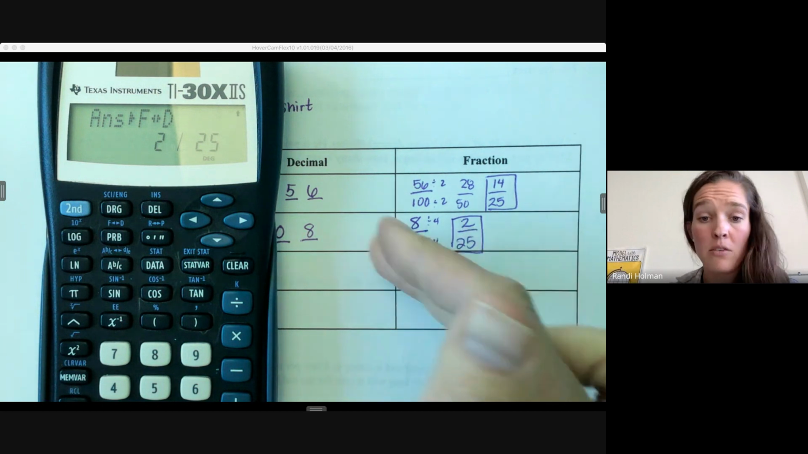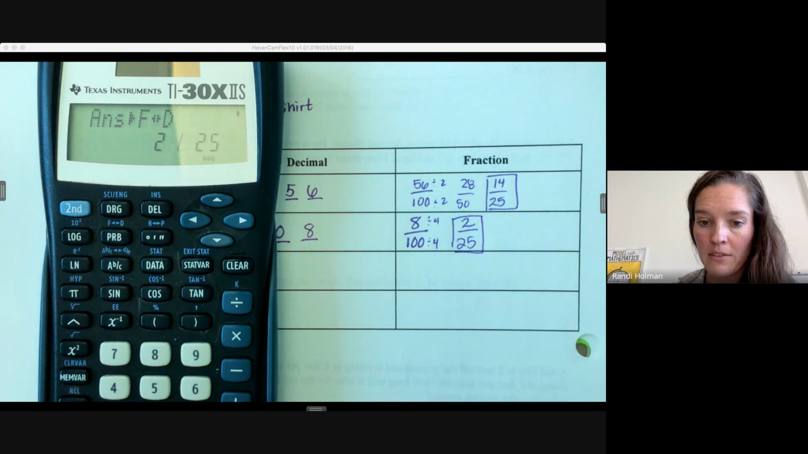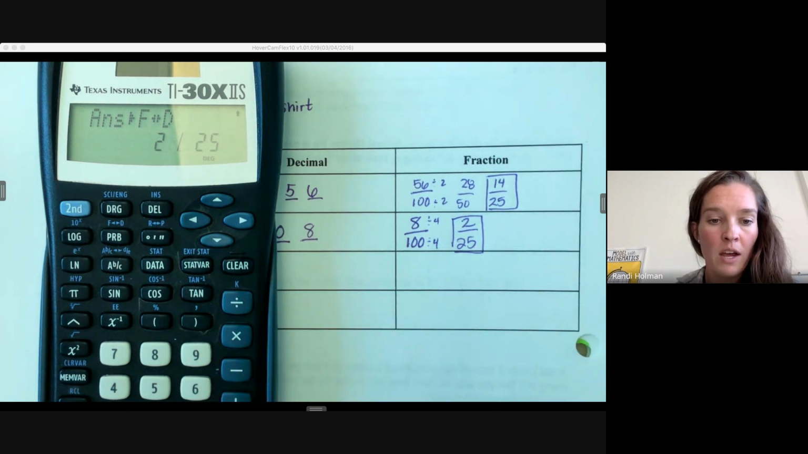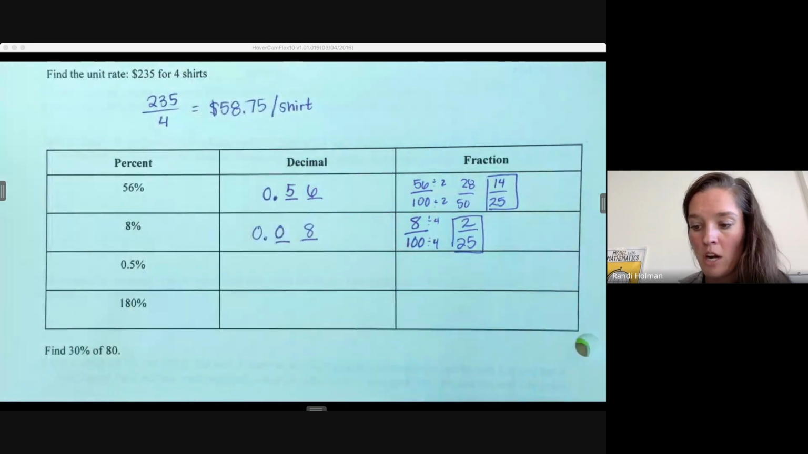Again, being able to think through this process and know your factors is going to be very helpful with other skills we're going to do down the line. So please don't give up on that. However, if you need to utilize your tools to help you get there, that is fine too. So let's try a couple more.